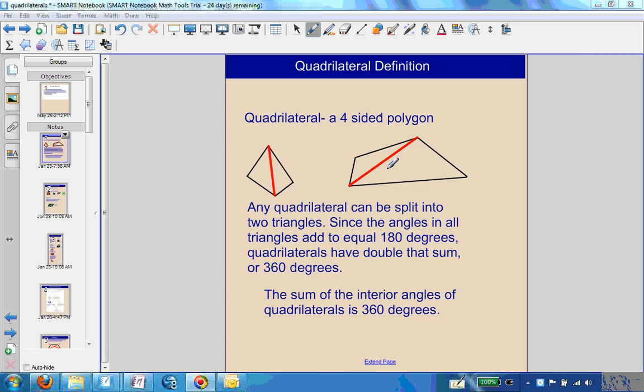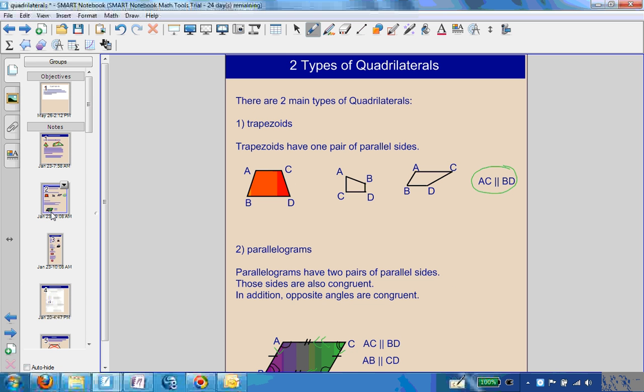And we know that the sum of the angles of any triangle equals 180 degrees. Well, if we have two triangles in any quadrilateral, we know that we have 180 degrees plus another 180 degrees. Therefore, the total for any quadrilateral is 360 degrees for the sum of the interior angles. Now, any polygon that has four sides is considered a quadrilateral.